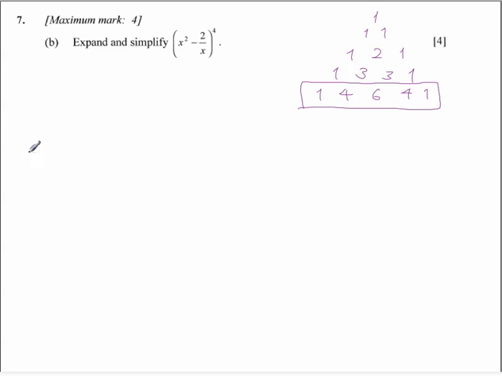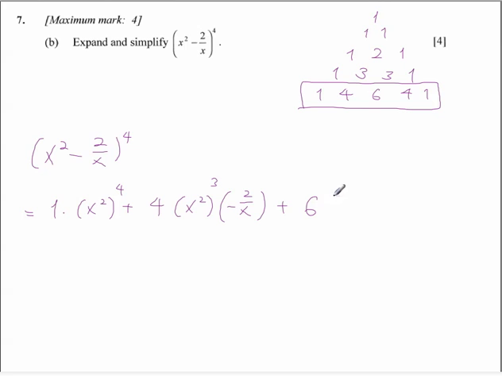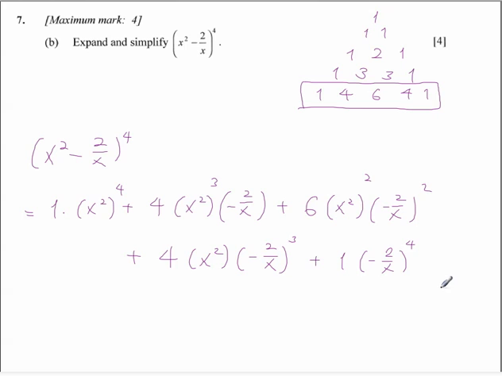Okay, so then here we go. 1 times x squared minus 2 over x to the fourth power is 1 times the first term to the fourth power, plus 4, the coefficient from here, and then x squared to the third and negative 2 over x, plus 6, the coefficient, and then x squared squared and negative 2 over x squared, plus the coefficient 4, x squared and then negative 2 over x cubed, plus 1, x squared to 0, which is 1, and then negative 2 over x to the fourth power.